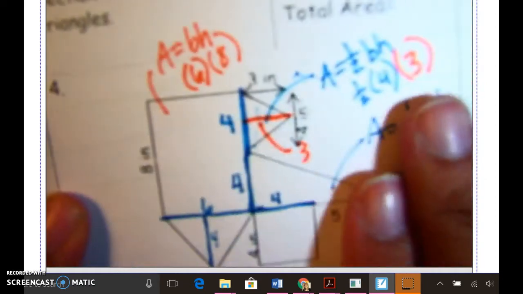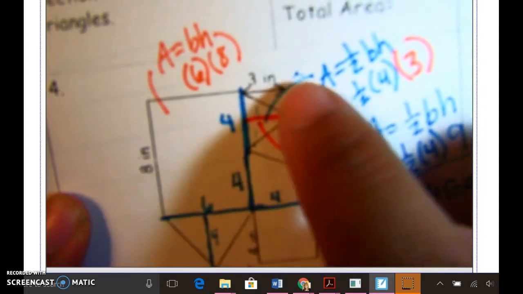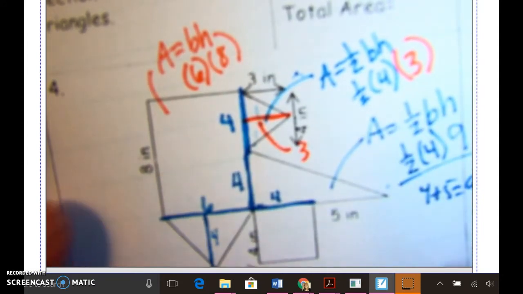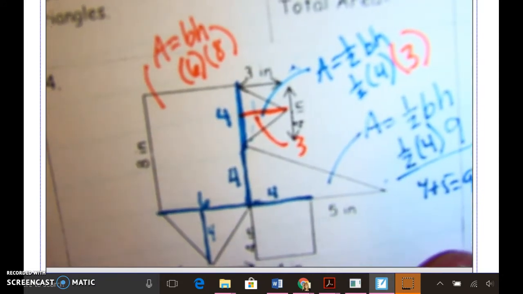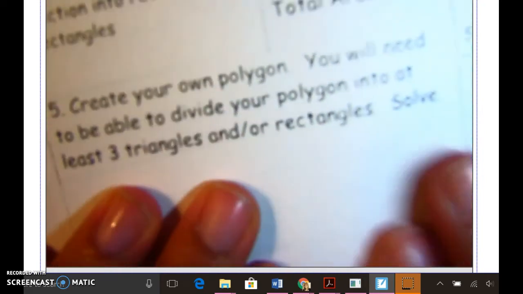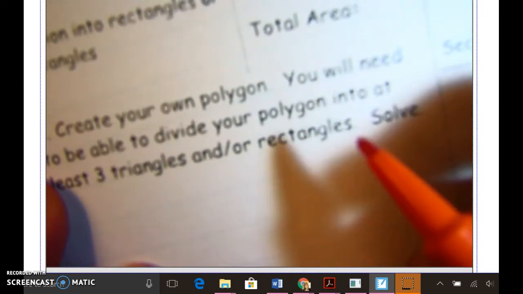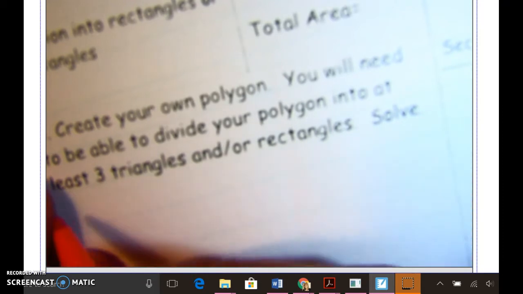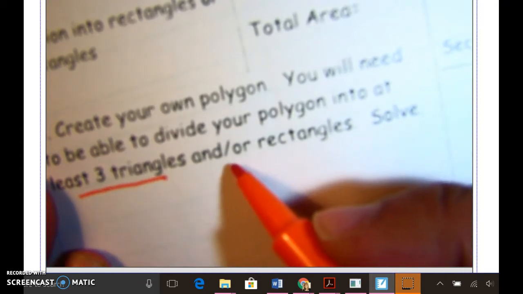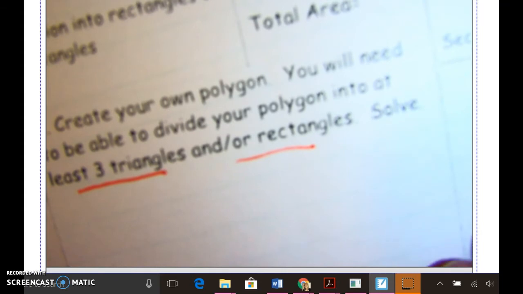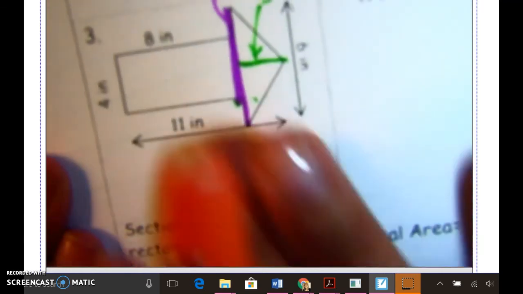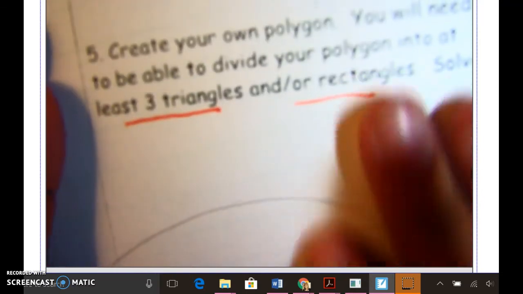And once you work all of these out and find the area of each part, you add them together and get the total. If you want a challenge, you can create your own. You need to be able to divide up your shape into at least 3 triangles and or rectangles. You can have a combination, but there have to be 3 different shapes of triangles or rectangles. So you don't have to draw the lines to divide them up, but see if you can create your own once you finish everything.